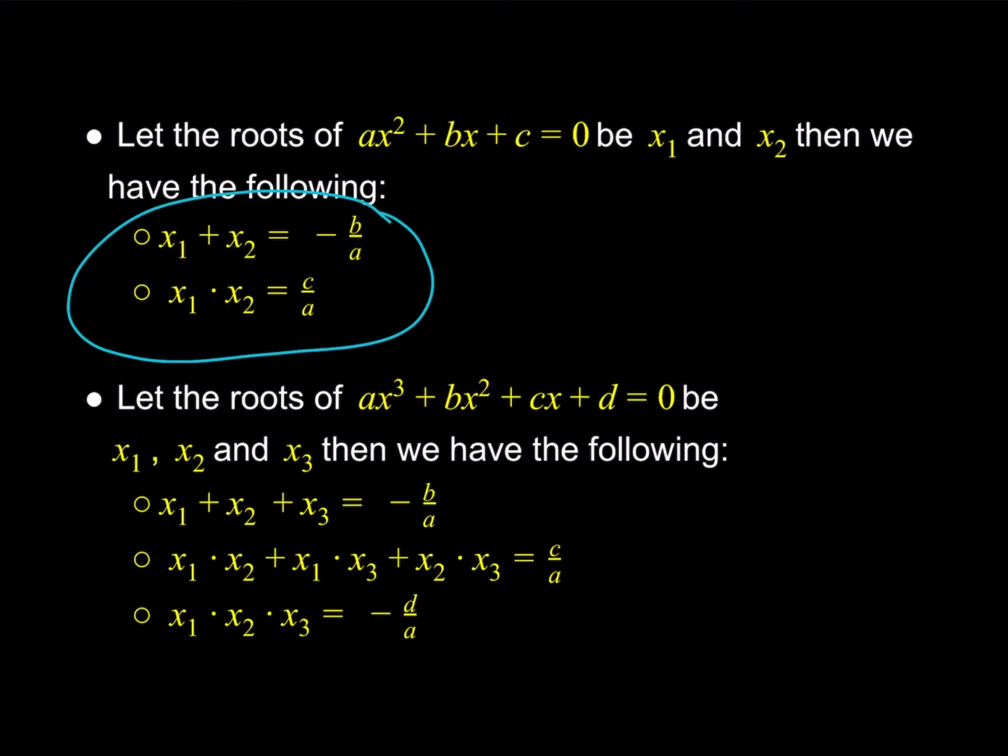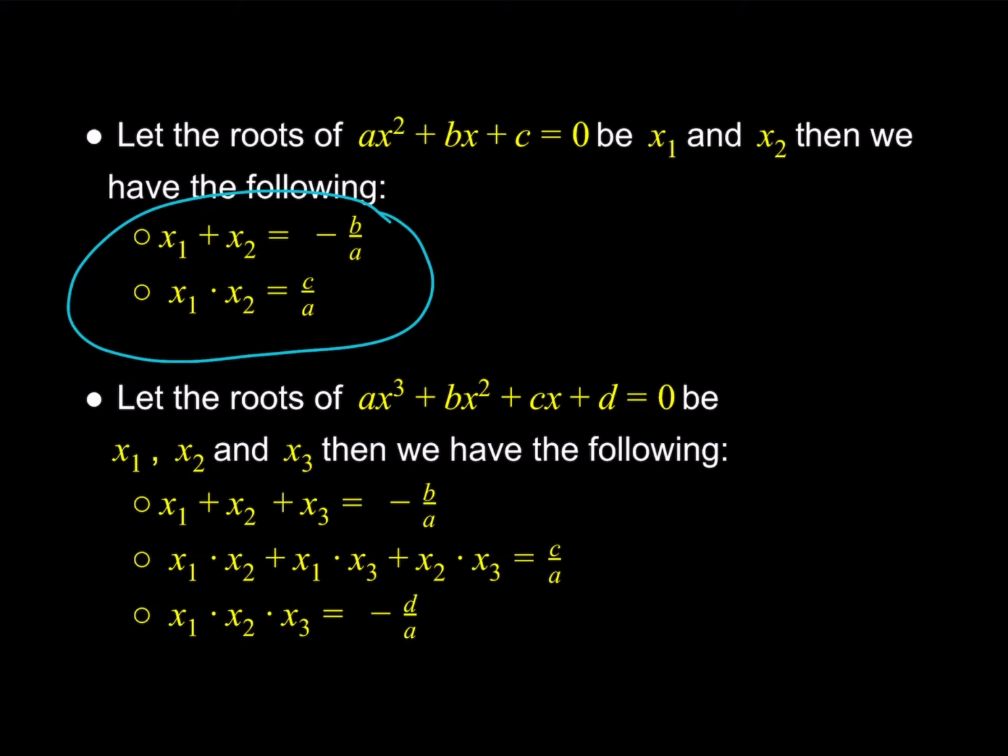So basically, and this is true for any degree polynomial equation, the sum of the roots is always going to be negative b over a. This never changes. And then with the product, we get c over a, and then we get negative d over a, and so on and so forth. It just alternates, but it always starts off with negative b over a.